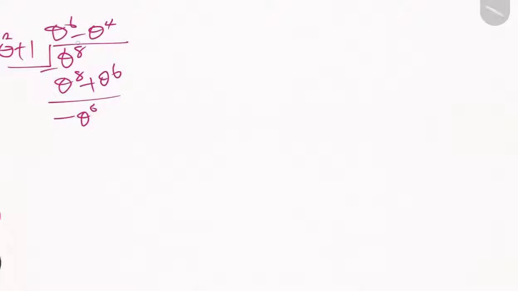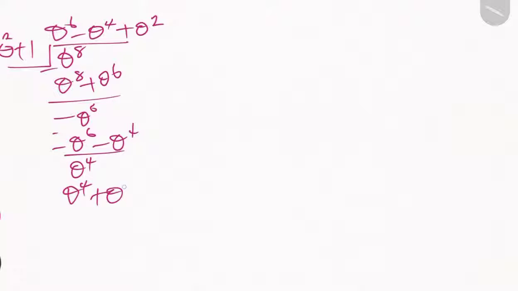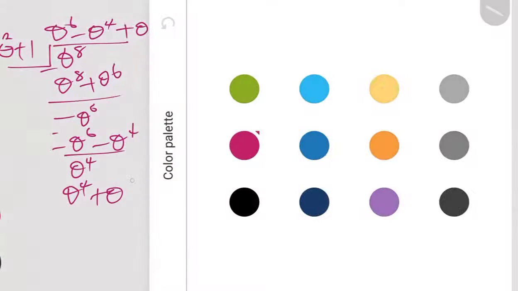If you multiply minus theta raised to power 4 by theta raised to power 2 plus 1, you have minus theta raised to power 6 minus theta raised to power 4. And if you subtract that, you have theta raised to power 4. Theta raised to power 4 divided by theta raised to power 2 is just plus theta raised to power 2. Then theta raised to power 2 multiplied by theta raised to power 2 plus 1, you have theta raised to power 4 plus theta raised to power 2.